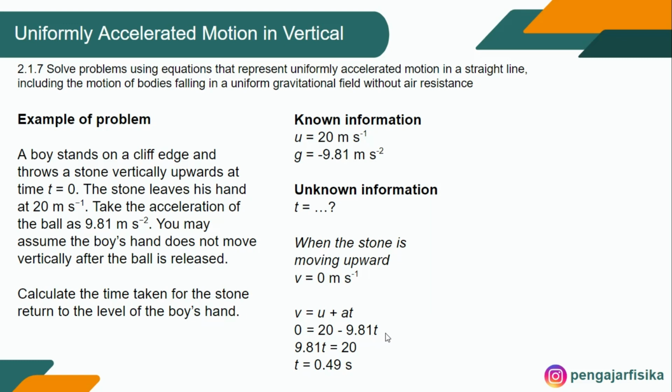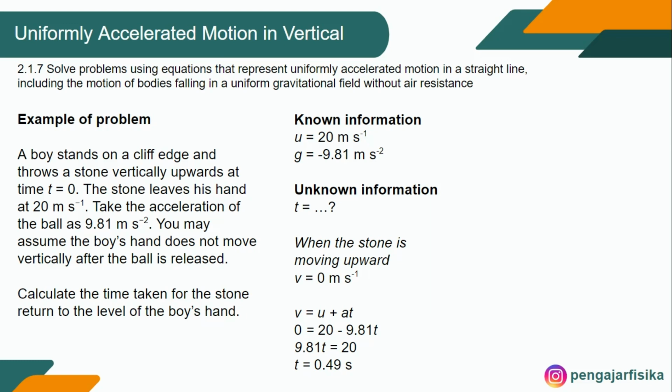And then we may move the negative 9.81 t to the left side, and then we find the t, or time, will be equal to 0.49 seconds. So the time taken for the stone to reach the highest point when it's thrown up is 0.49 seconds.